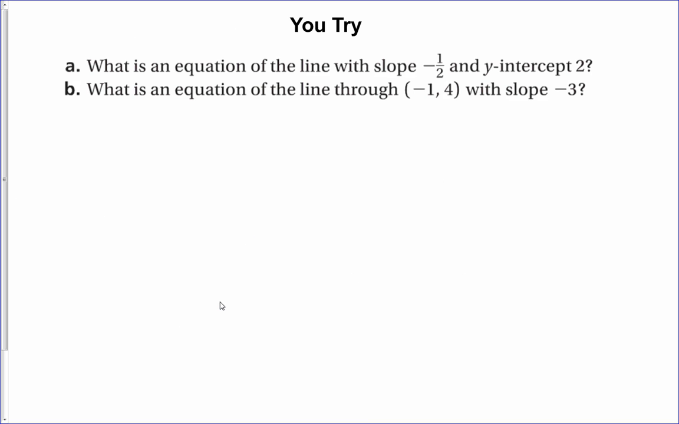Alright, you try. I want you to write an equation of a line with a slope of -1/2 and a y-intercept of 2. And I also want you to write an equation of a line through point -1, 4 with a slope of -3. So pause the video, work these two out, and then restart the video.